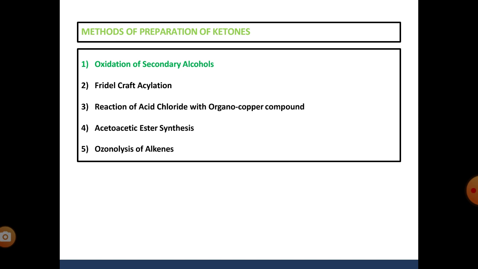The first method is the oxidation of secondary alcohol. The second method is Friedel-Crafts acylation. The third method is the reaction of acid chloride with an organocopper compound. The fourth is acetoacetic ester, and the last is ozonolysis of alkene.